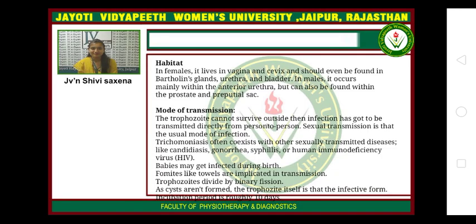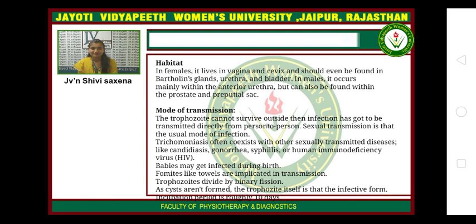Habitat. In females, it lives in the vagina and cervix and can even be found in Bartholin's glands, urethra and bladder. In males, it occurs mainly within the anterior urethra but can also be found within the prostate and preputial sac.